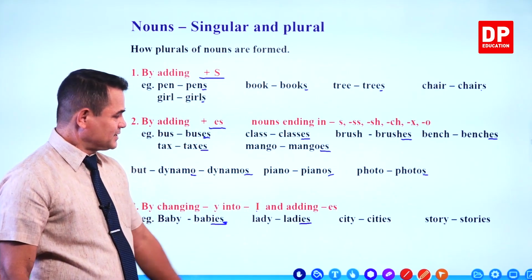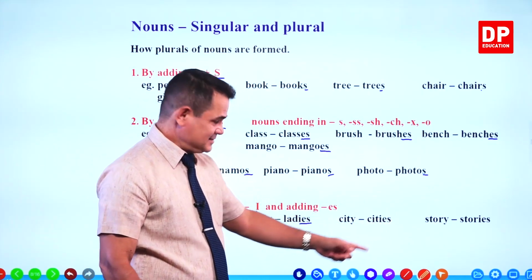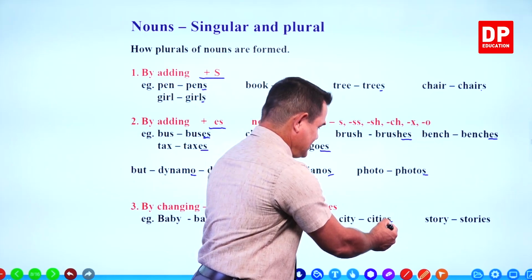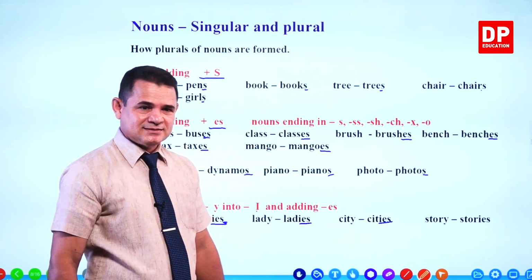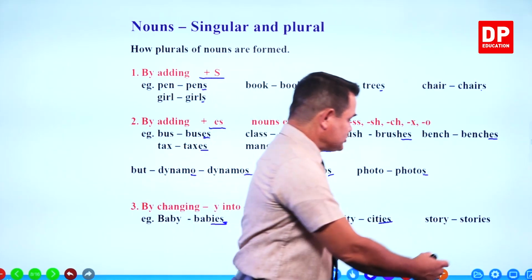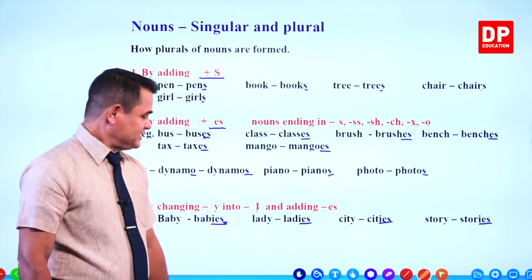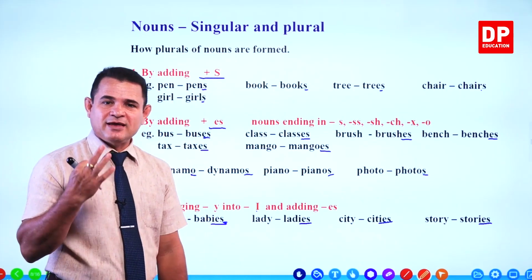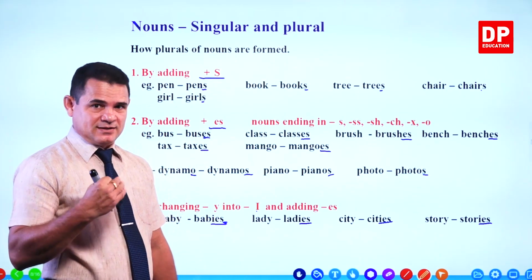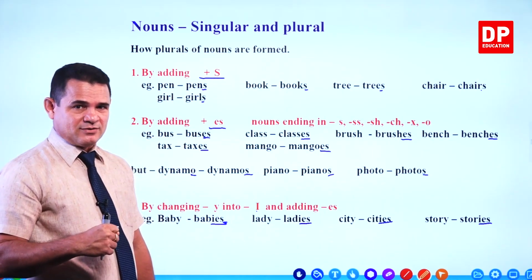Plural. City, cities. Again you can see IES. And story, stories. Now it is clear. Now you have learned three ways of forming a plural noun from a singular noun.